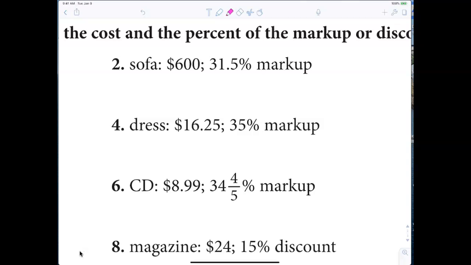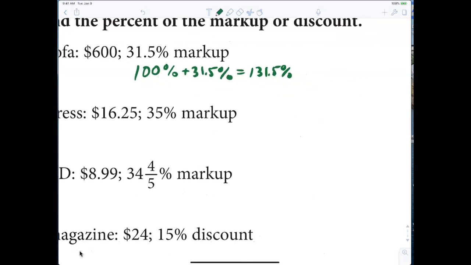All right, if you're going to mark it up 31.5%, what percent is the value of the sofa going to be now? Tell me. No. You're adding 100% plus the 31.5% to get 131.5%.